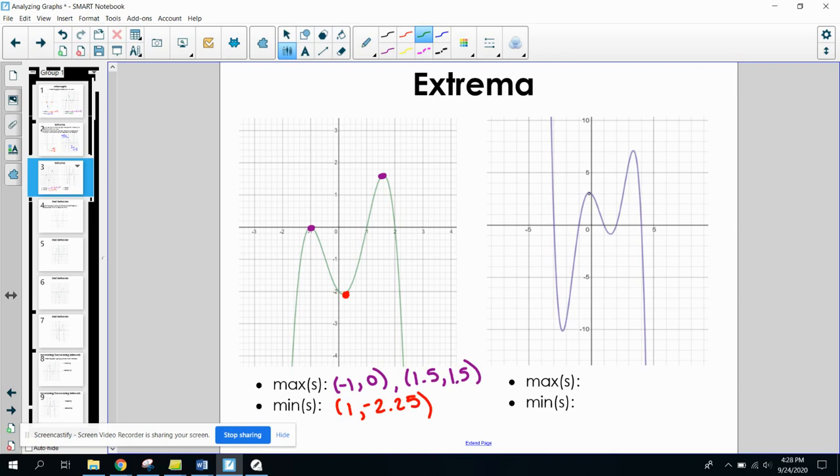For the next graph, we have, again, 2 maximums. So our first maximum we'll say is at, I think that's 0, 3. And then our next maximum is at about 3, 7. And then we have 2 minimums. So we have a minimum right here in blue and right here. So we have a minimum at about negative 2, negative 10, and at 2, negative 1.